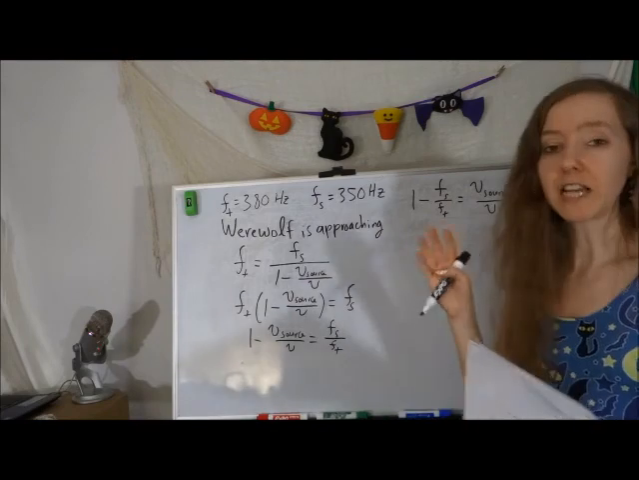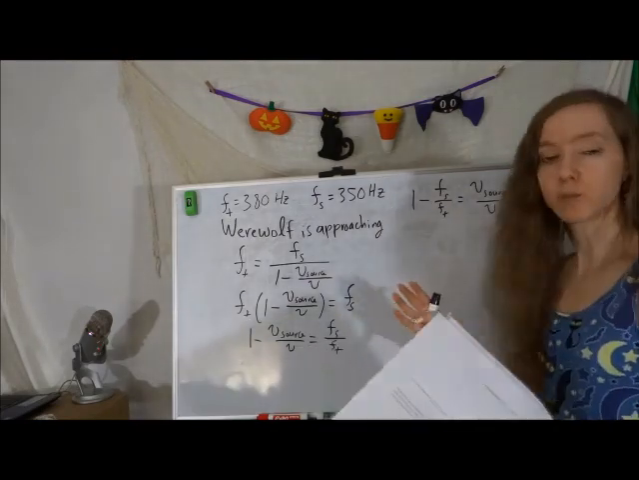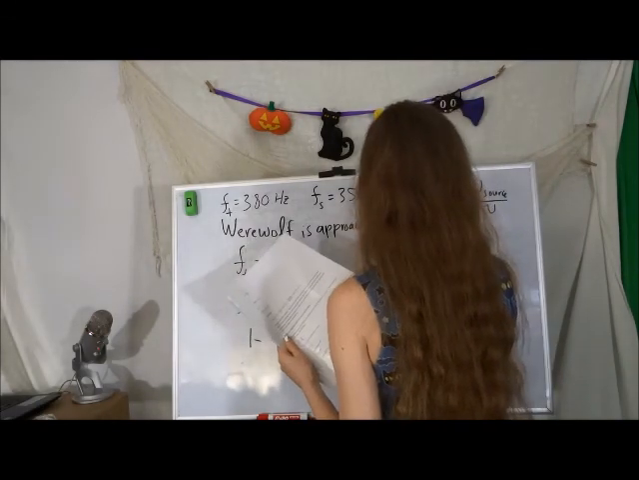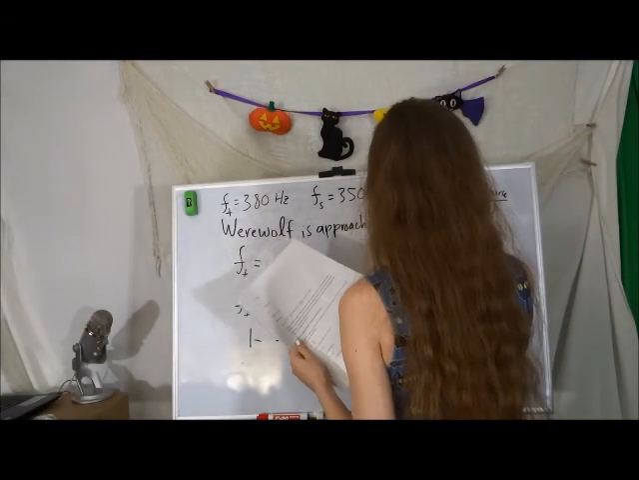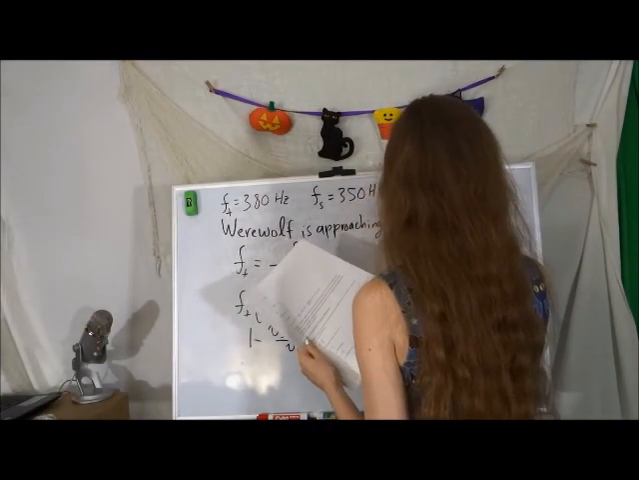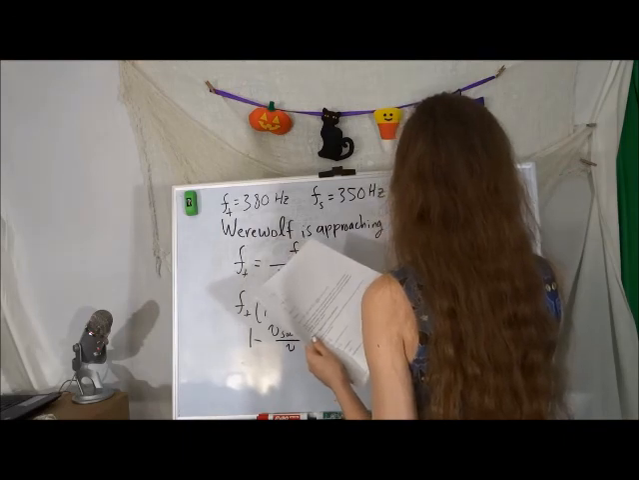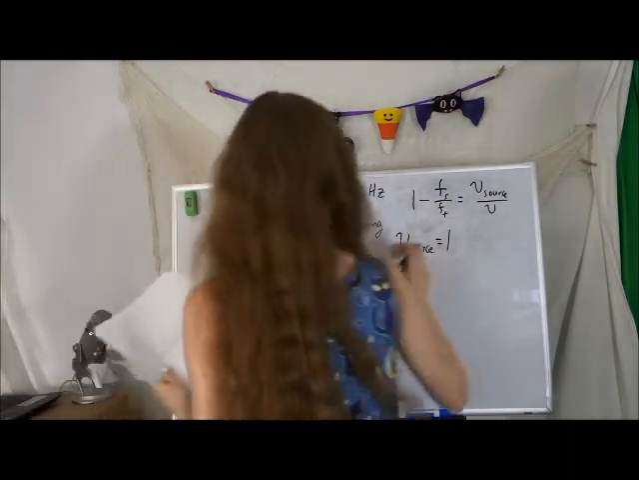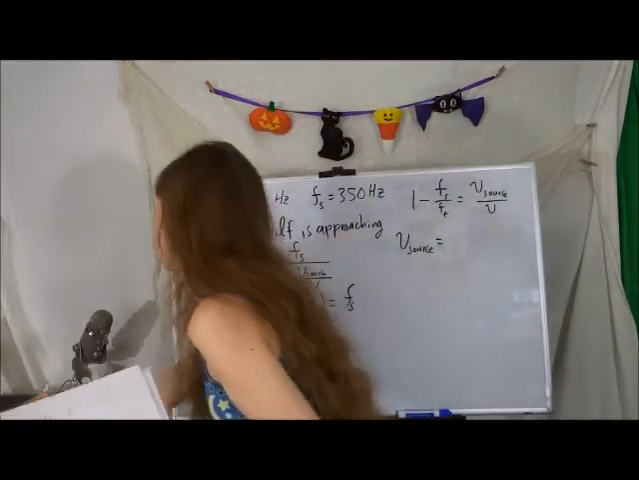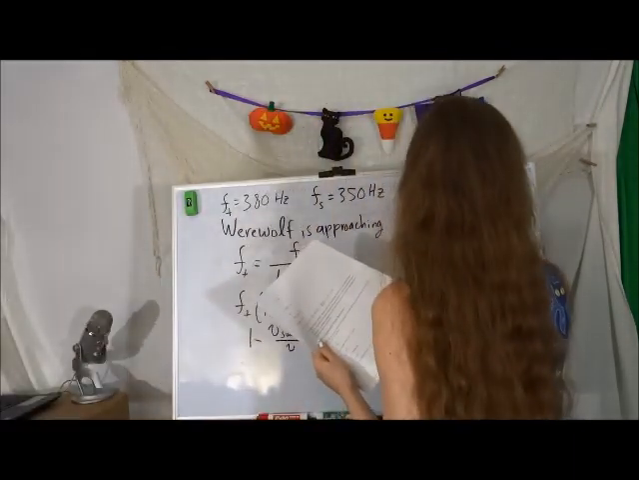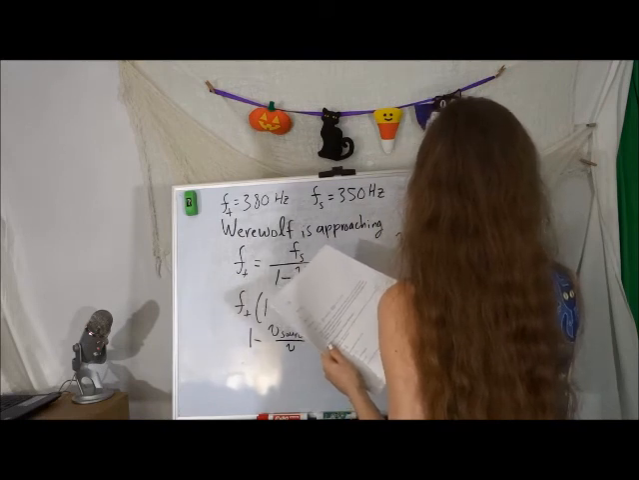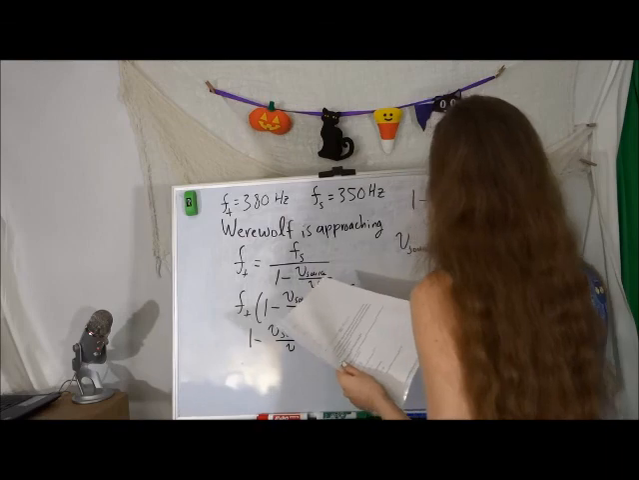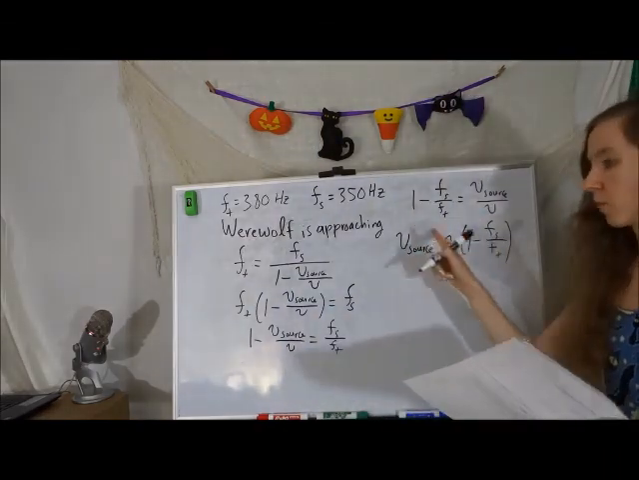So we're almost there. The last thing we have to do is multiply by our wave speed so that we have V source by itself. We're going to get that V source is equal to V times 1 minus F sub s over F plus. So that's the equation we're going to be working with.